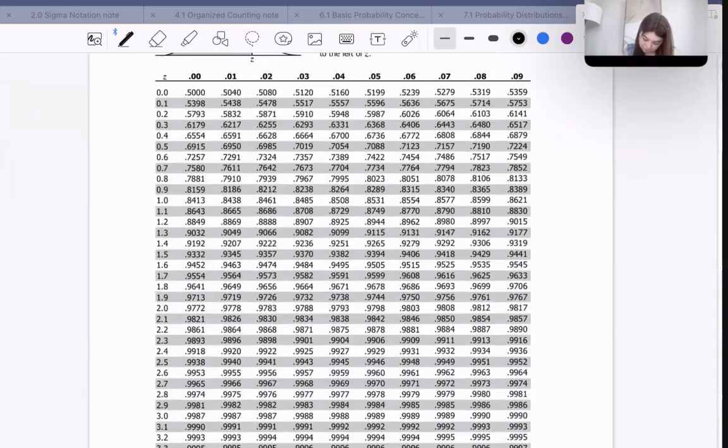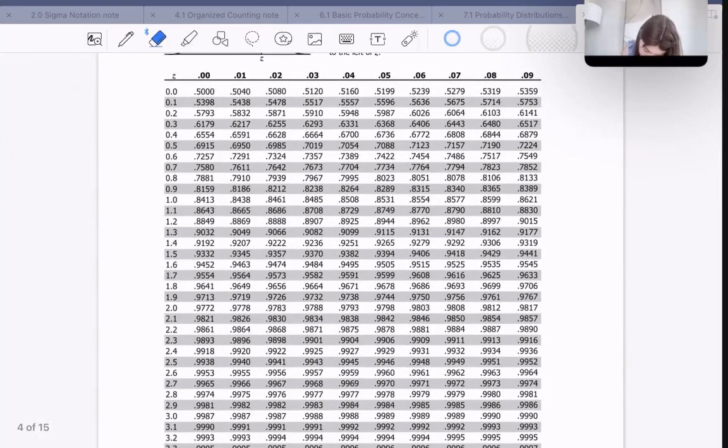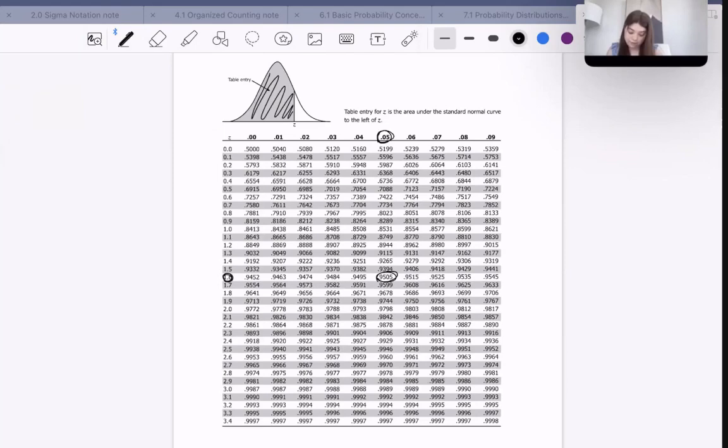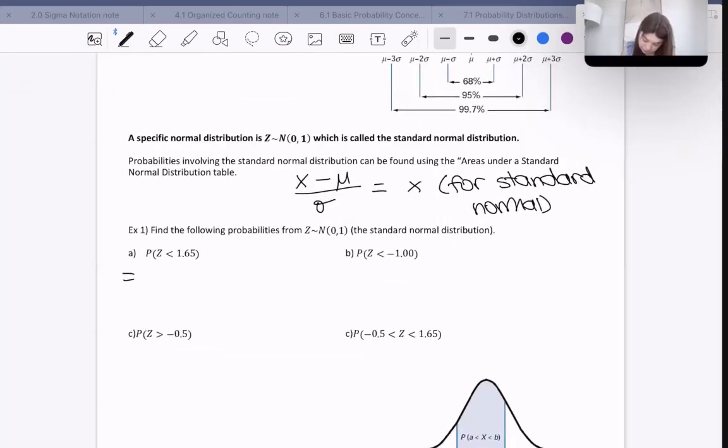Okay, 1.65. So here's 1.6. Let me circle that. And then here's 5 right here. So the answer is this number here, 0.9505. So let's do it. 0.9505. And there we have it.